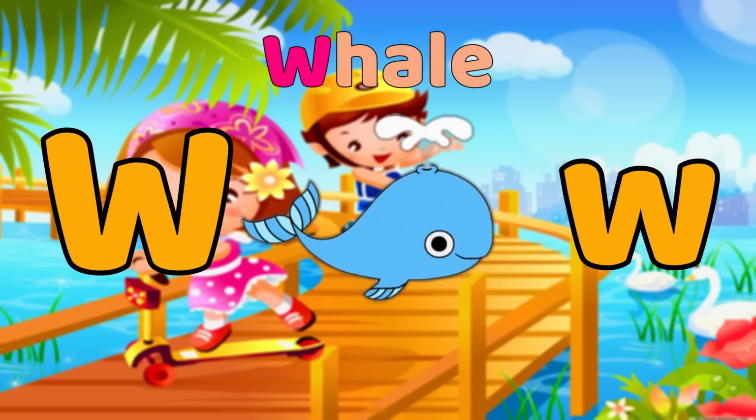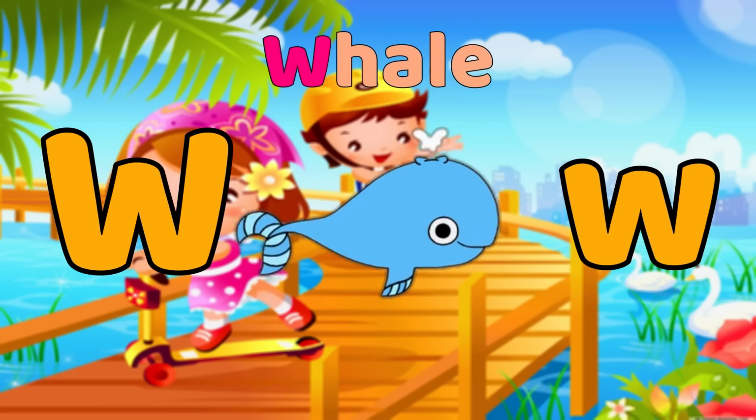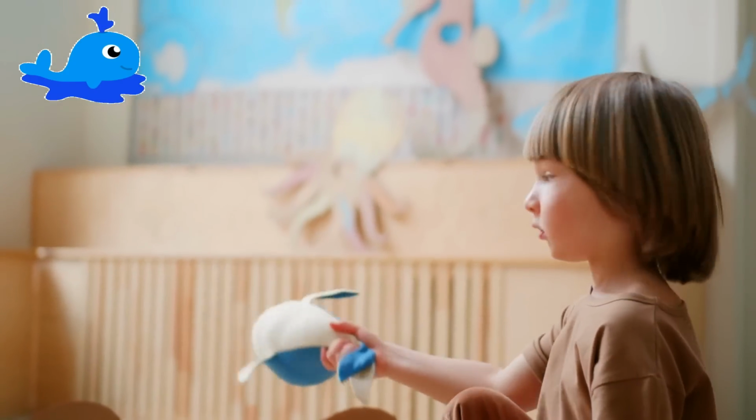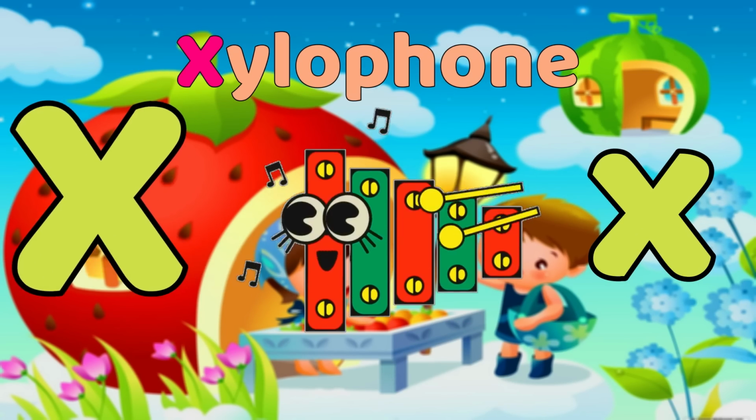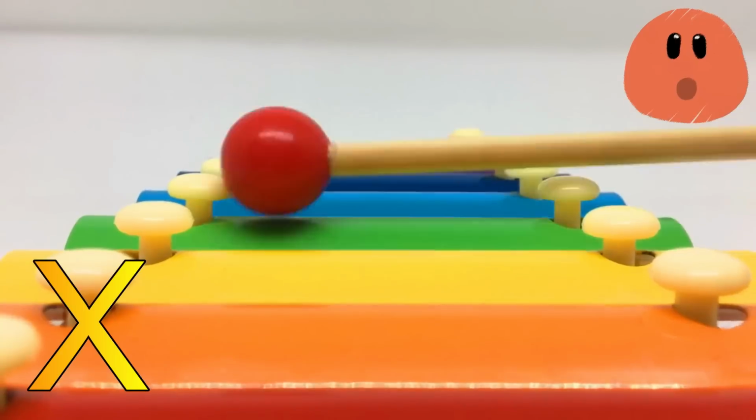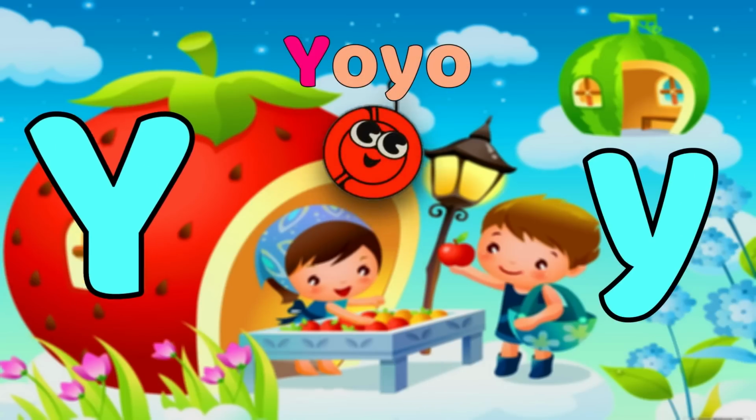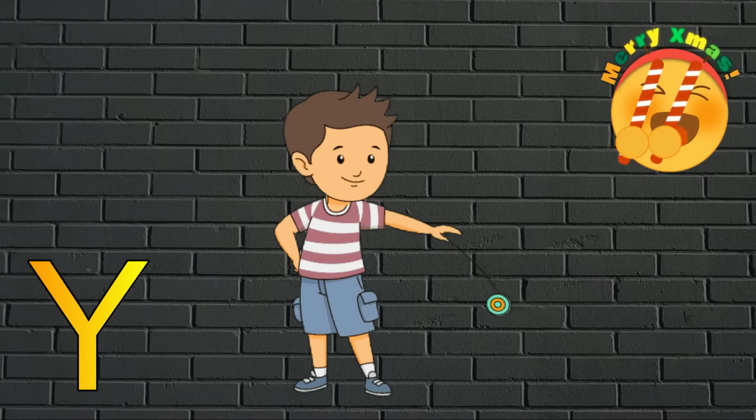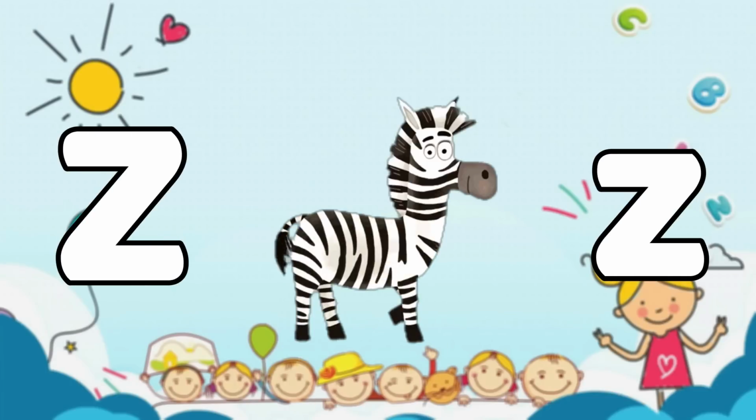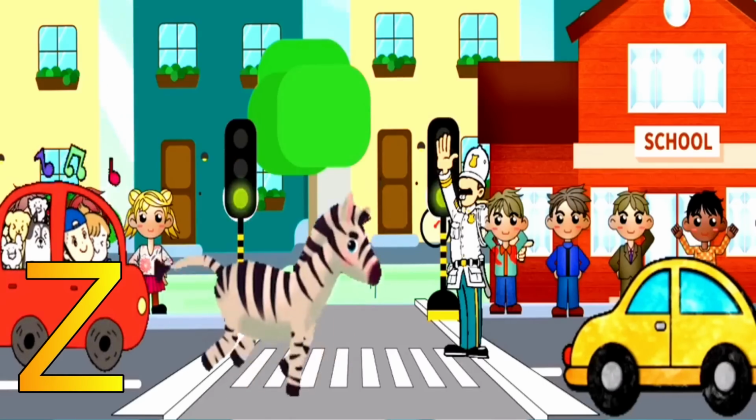W is for whale, w, w, whale, W, whale. X is for xylophone, x, x, xylophone, X, xylophone. Y is for yo-yo, y, y, yo-yo, Y, yo-yo. Z is for zebra, z, z, zebra, Z, zebra.